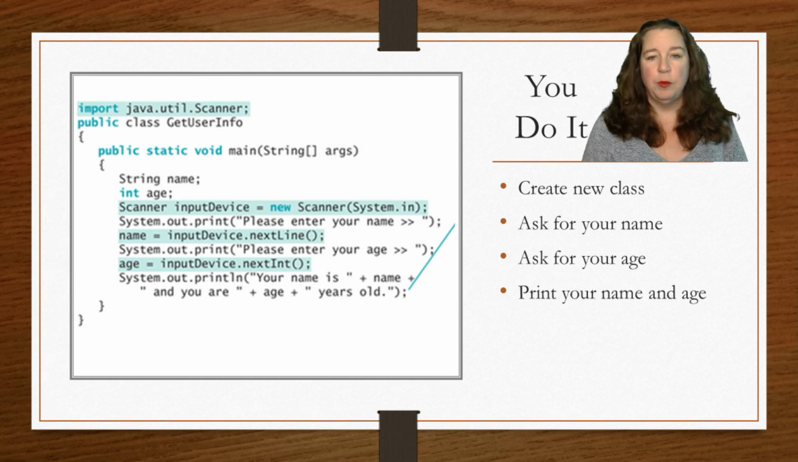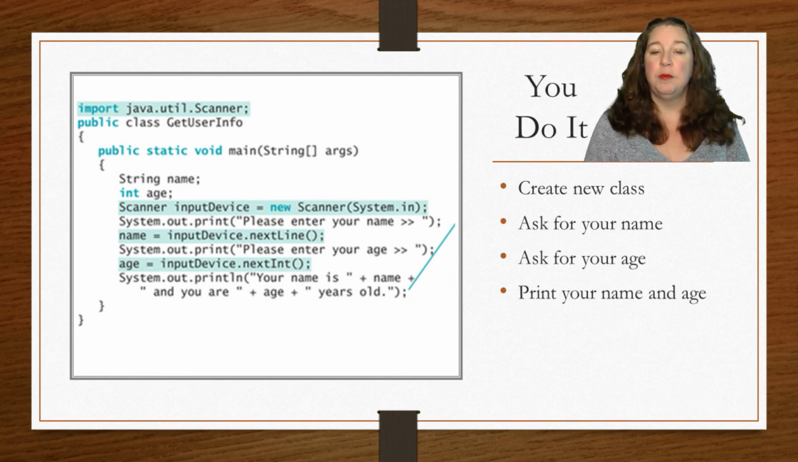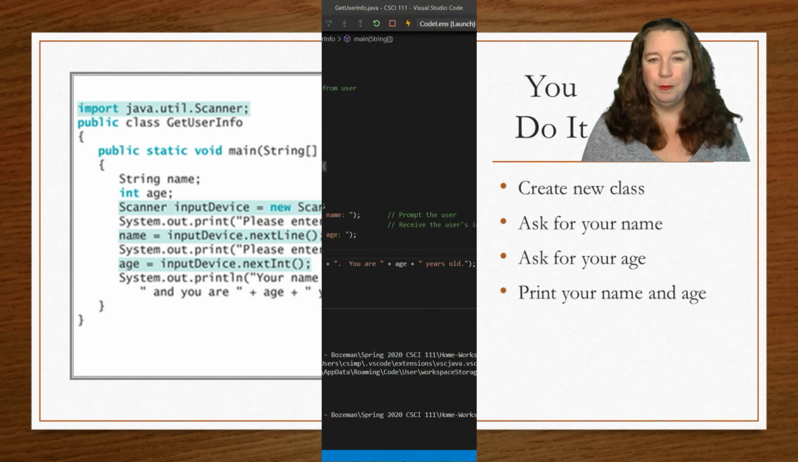I don't even know how that would be possible. You have to use your scanner to get your information from your user. And so this is going to allow you to say, please enter your name, you'll enter your name, and please enter your age, you'll enter your age. So I'm going to show you what that should look like, but I do want you to stop and write it yourself so that you can see it happen in real life, and then you'll understand it better.